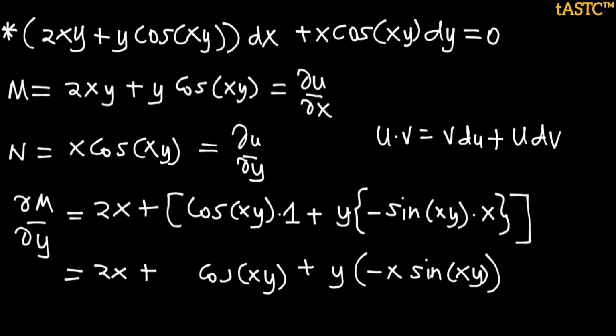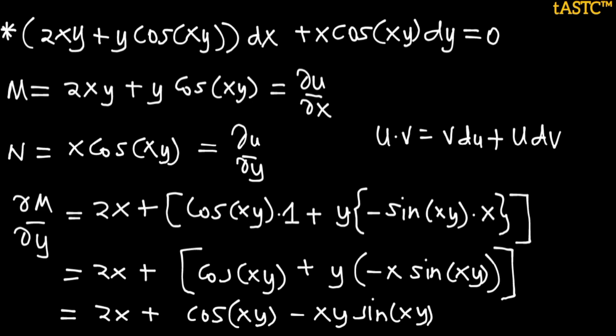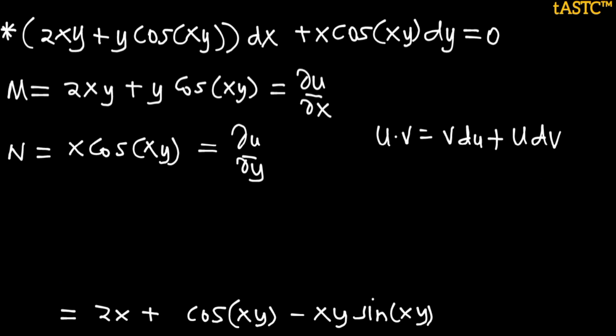I think I'm going to make this to serve as a this. So we're going to have this. So this gives us 2x plus a cos xy minus a xy sin xy. Now I'm going to write that here. So I need to write it over here.